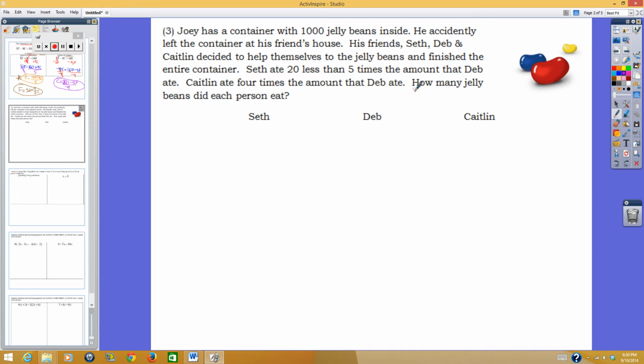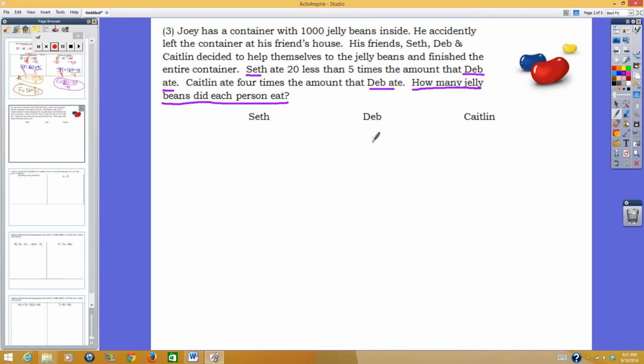This is a loaded question, guys. It's going to take a few steps, but it's not that difficult, okay? So let's find out. They talked about Seth first. Seth ate 20 less than 5 times the amount that Deb ate, right? Looks like we don't know how much Deb ate. They keep talking about Deb. Who the heck is Deb?